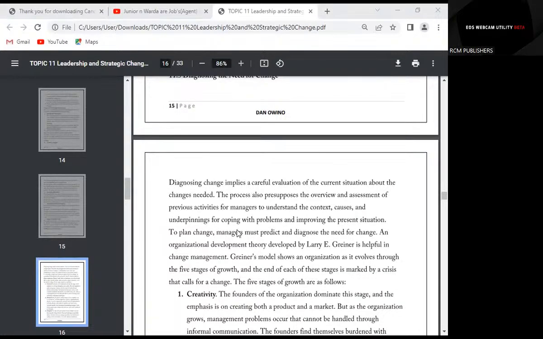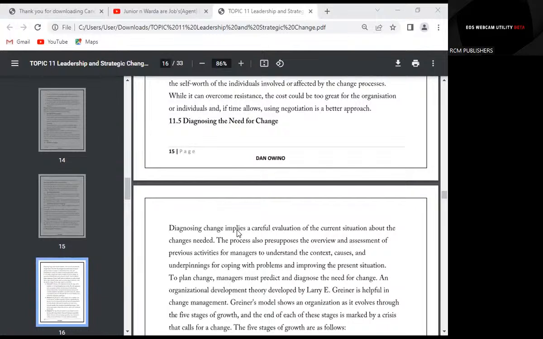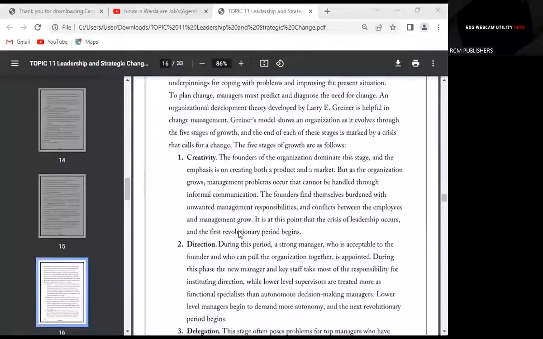So in short, diagnosing the need for change is basically doing an evaluation to understand the current situation, whether the changes are needed. Just doing a current inventory, or a current inventory audit, to see whether changes need to be introduced. And that's what is meant by the term diagnosing the need for change. Evaluating if changes are necessary. So let's leave a lot of the stories there.